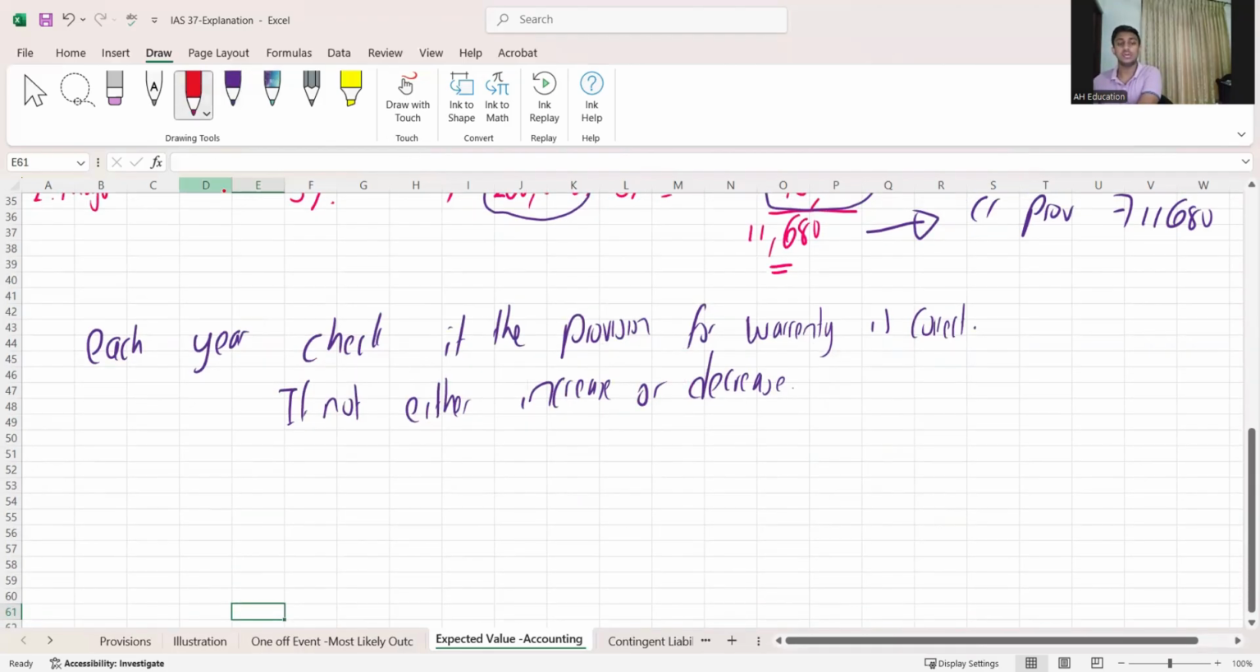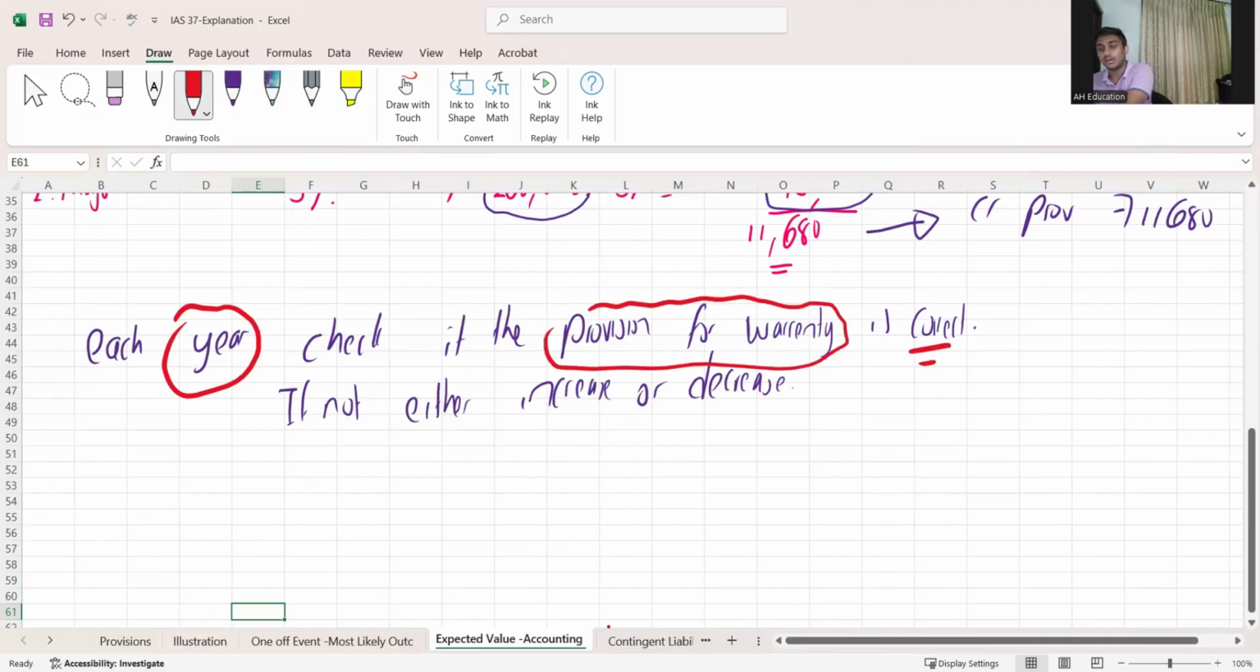I've given you all a note. So see, normally we cannot expect our provision in terms of warranty to be stable, right? Last year, yes, it was 30. This year it is again 30, but next year, if our product is worse, then a larger amount of customers would come and return. So each reporting date, you all need to check your provision for warranty if it's correct or not.